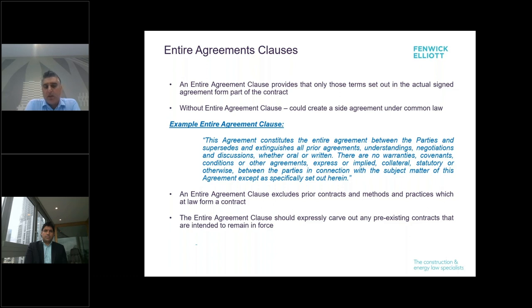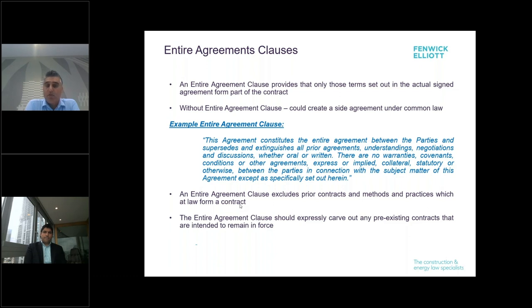The reason to include an entire agreement clause is that, depending on the individual facts of each case and the behaviour of the parties, there is a possibility that a side agreement may be created under common law throughout these discussions. So what an entire agreement clause, as I've set out here on the slide, is trying to do is ensure that any pre-contract emails, draft documents, and so on do not form part of the final signed contract.